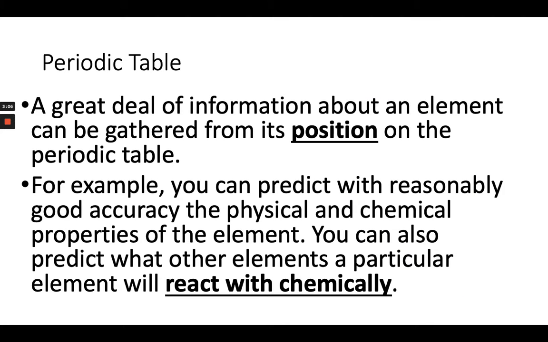A great deal of information about an element can be gathered from its position on the periodic table. For example, you can predict with reasonably good accuracy the physical and chemical properties of the element. We spoke about this earlier in our video on reactivity of metals and nonmetals. You can also predict what other elements a particular element will react with chemically.